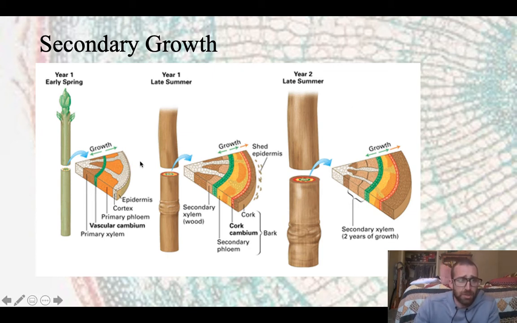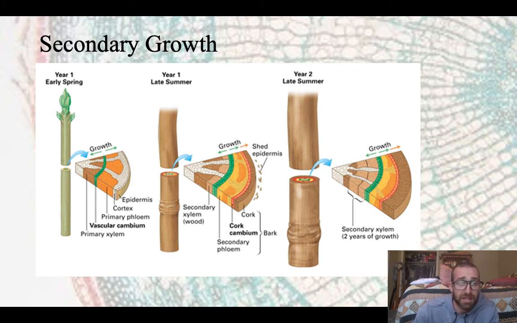And if you look, we do a little cross-section of our stem, we see that we have primary xylem, primary phloem, and between it we have vascular cambium. So this primary xylem and primary phloem is produced by the apical meristem, and we'll talk about that in our next lecture. And it also produces vascular cambium. And like I said, vascular cambium is responsible for the thickening of our stems, right?